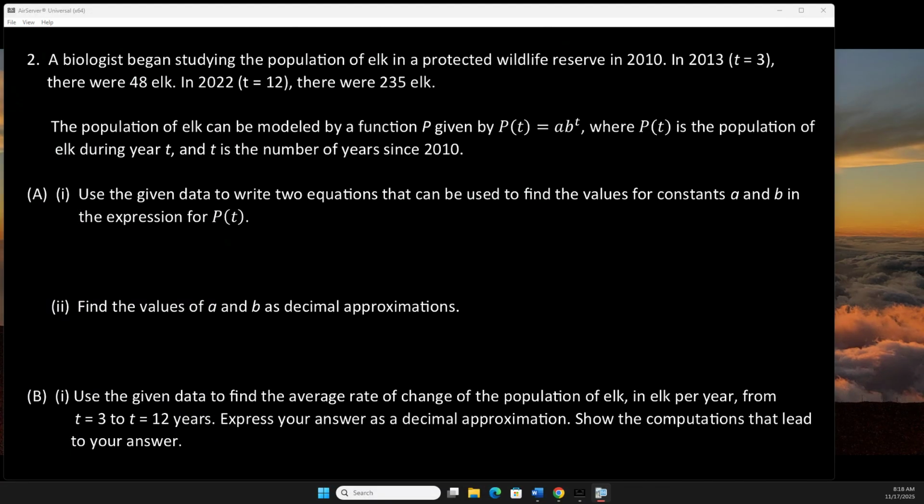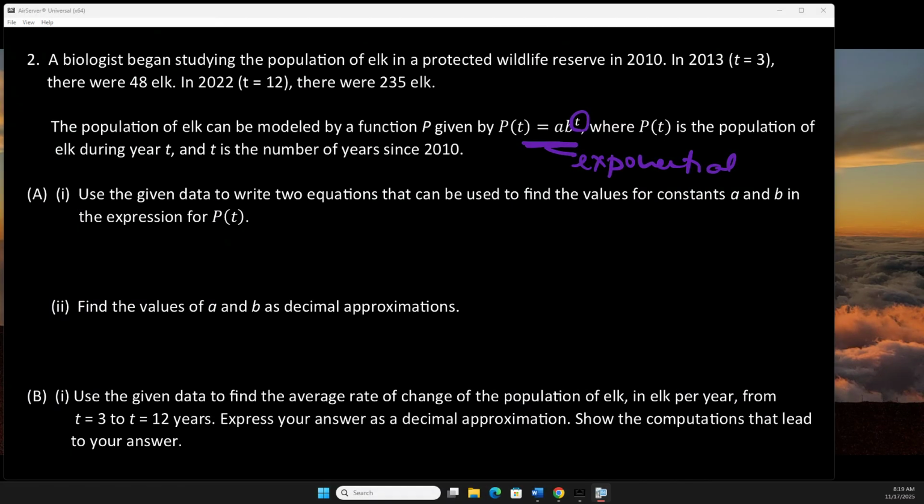A population of elk can be modeled by this function, which it doesn't tell you in the words, but that is exponential. Hopefully you know that because the t is an exponent, and that's the independent variable here, where p of t is the population of elk during year t, and t is the number of years since 2010. We're going to use the data to write 2 equations that can be used to find the values for the constants a and b in the expression p of t.